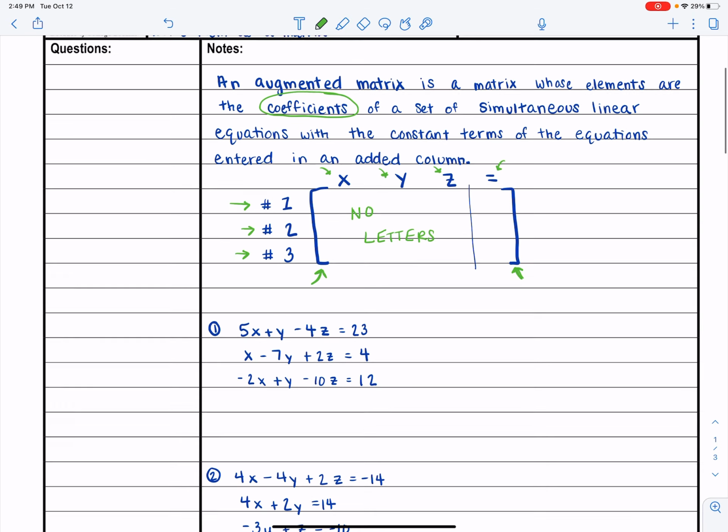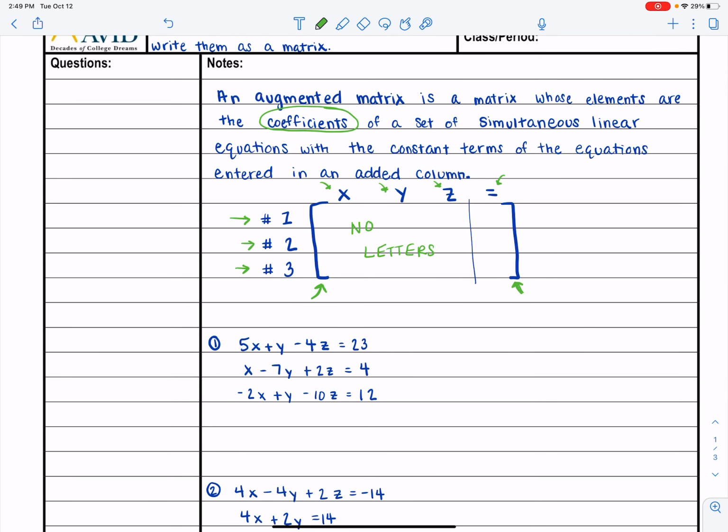So if I give you the 3 equations, 5x plus y minus 4z equals 23, x minus 7y plus 2z equals 4, negative 2x plus y minus 10z is 12. You can represent those 3 equations as 3 equations, or you could represent the exact same data as a matrix instead. So in order to build our matrix, we're going to use brackets.